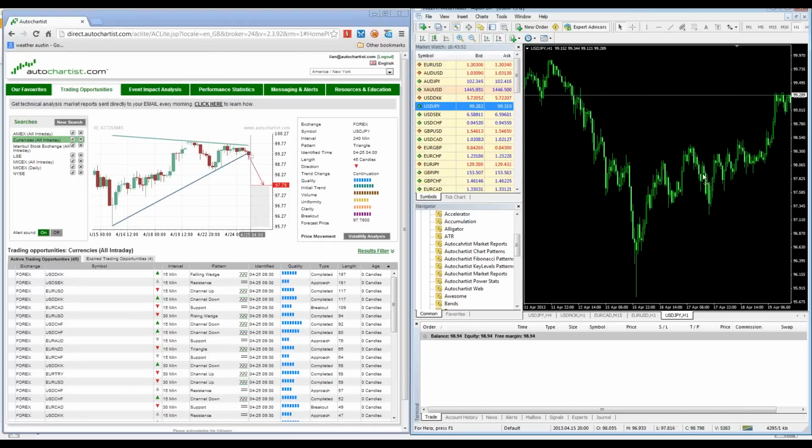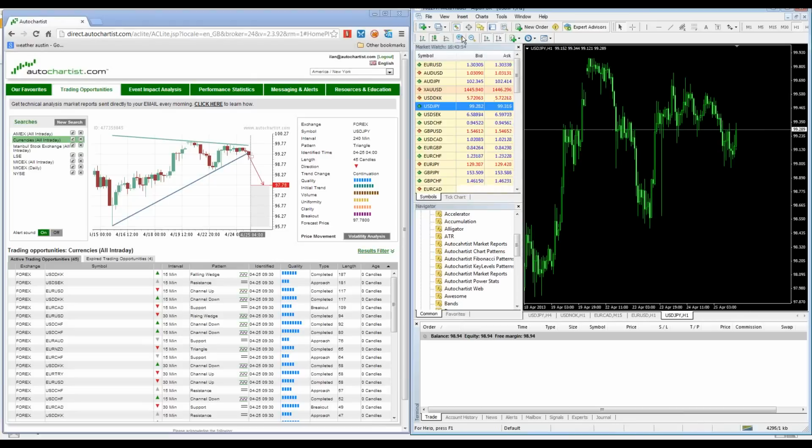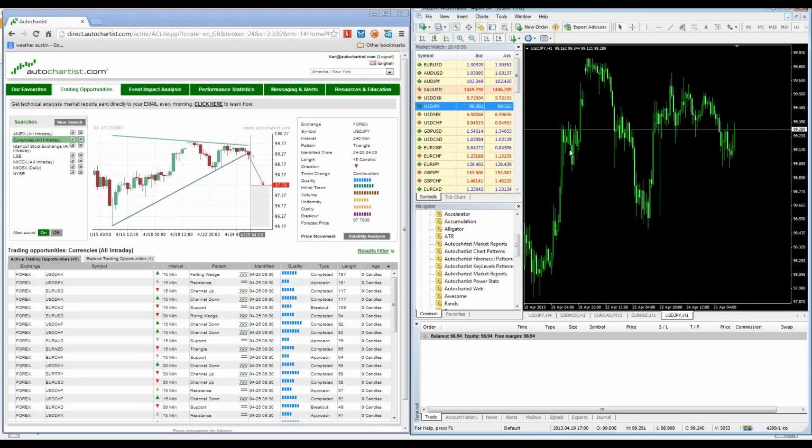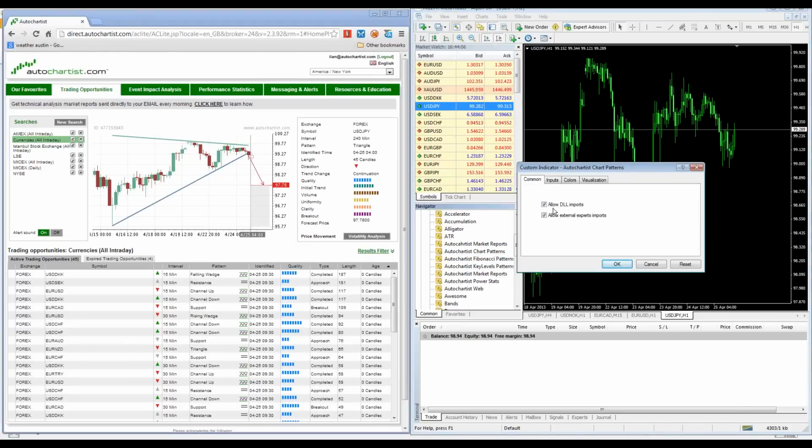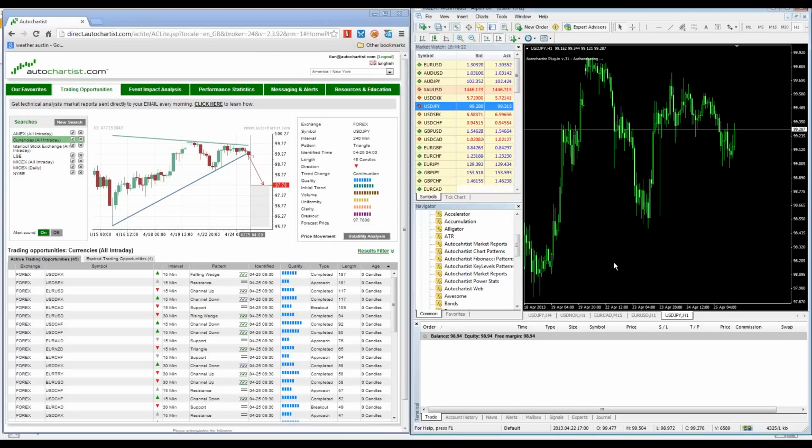I make it candles, and I increase my zoom level. Then I take my Autochartist chart patterns and drag and drop them onto my graph. Important: allow DLLs and allow external imports. Then under inputs, I make sure my completed patterns are true and my emerging patterns are false. I click OK, and I'm off.